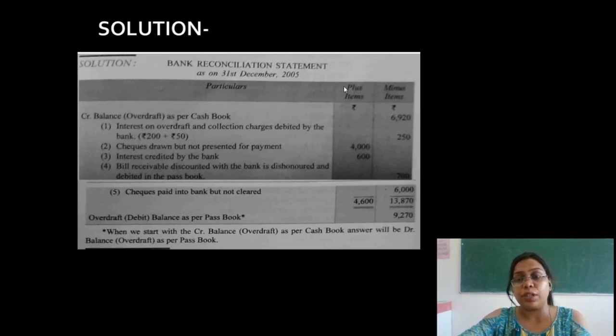That is, I'll write this 4,000 rupees in plus items and will write the statement as check drawn but not presented for the payment. Hope it is clear.